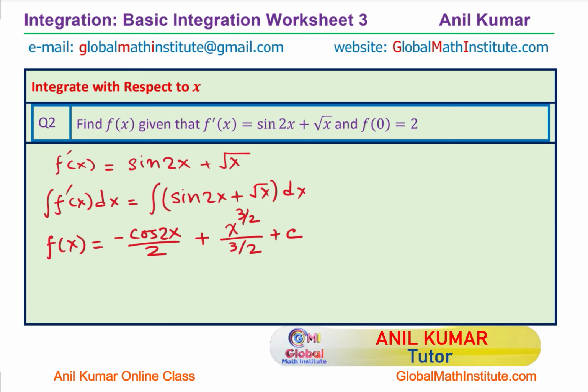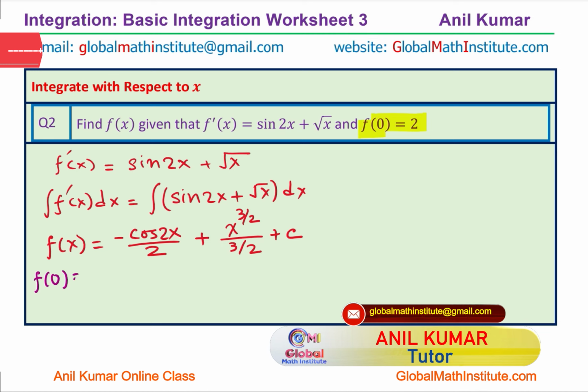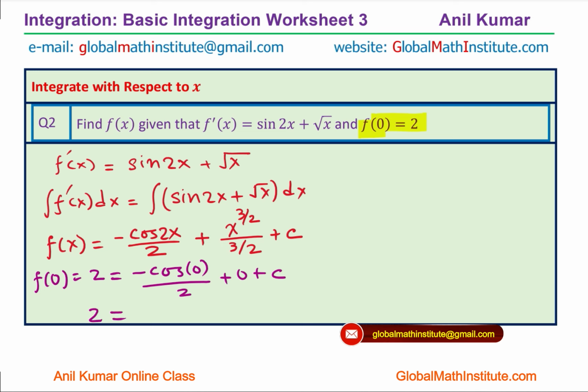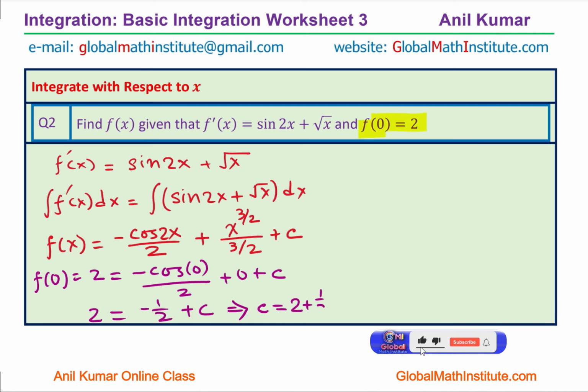Now, to find the value of c, we'll take care of this initial condition. So we know that f of 0 is equal to 2. So we'll substitute 0 here, which is equal to 2. And that gives us minus cos of 0 over 2, plus 0 plus c. Now, cos of 0 is 1. And so we get this as minus half plus c. And that gives you the value of c as 2 plus half, which is 5 by 2. So we get the value of c as 5 by 2.